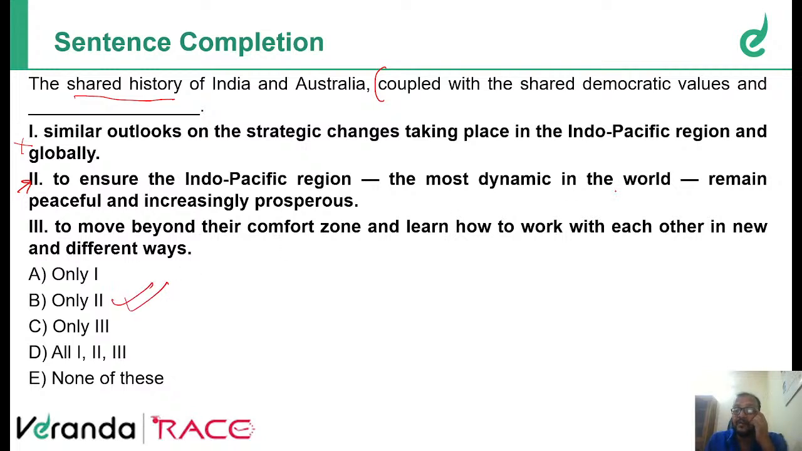Because here it's a verb that takes care of the first part of the sentence, a verb. Well, 2 will be the correct answer because it makes complete sense.